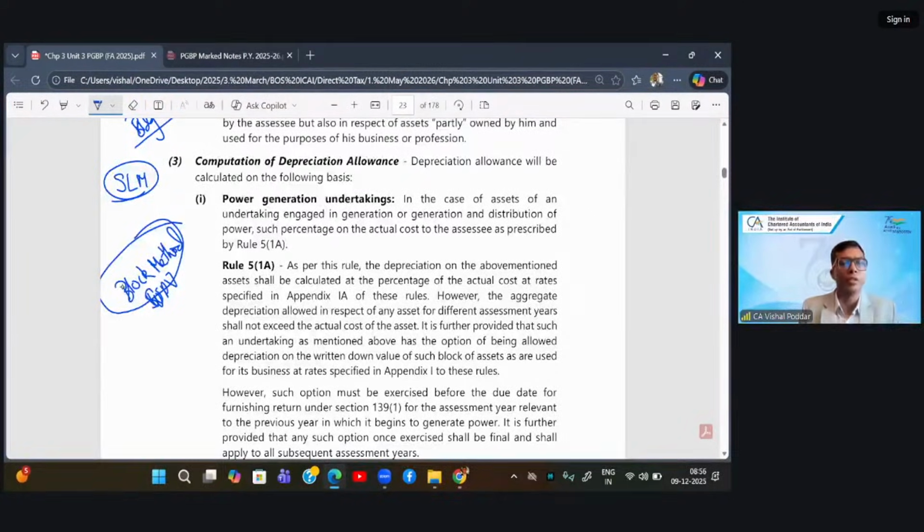Importantly, this straight line method is only allowed to power generating companies. So you are an entity, maybe public or private, which is engaged in generating electricity. Only you are given the option. Interestingly, this is also not compulsory. This is an option, but this option is only given to power generating entities.